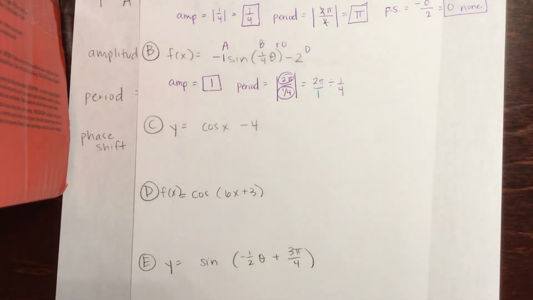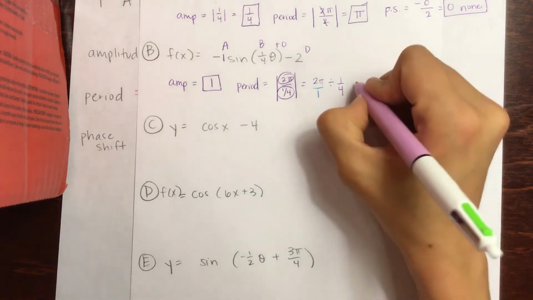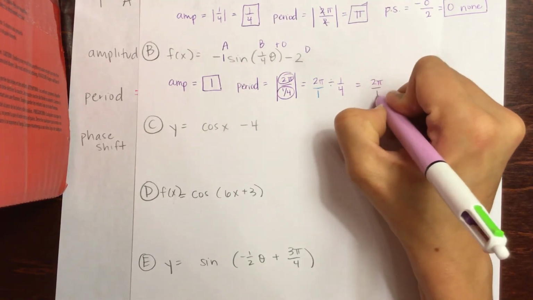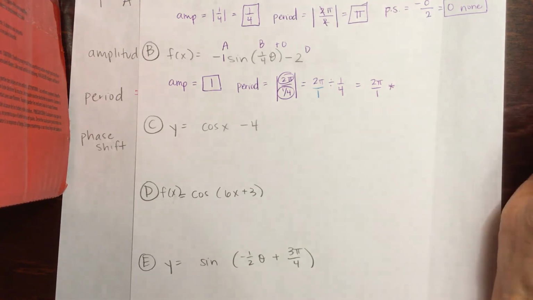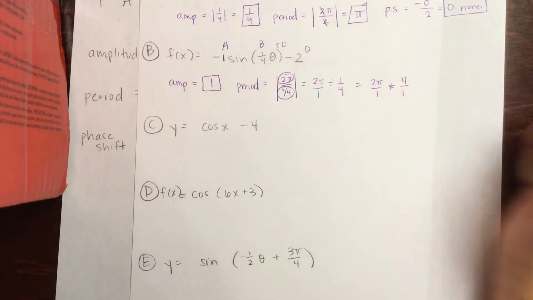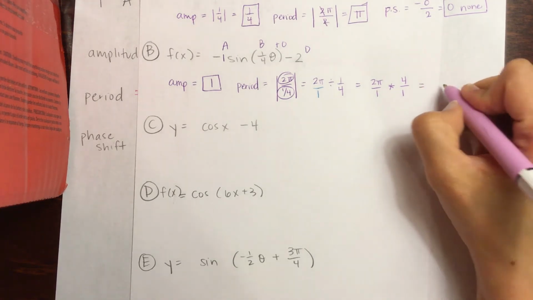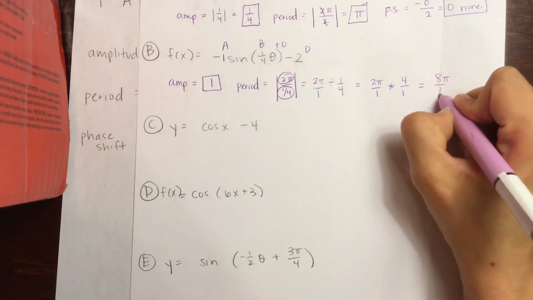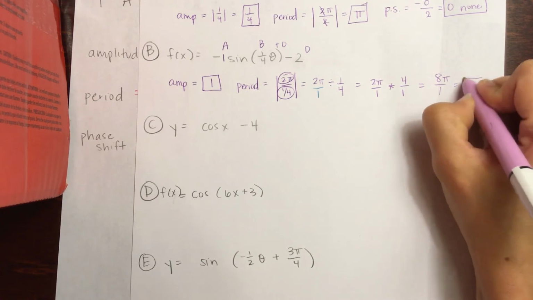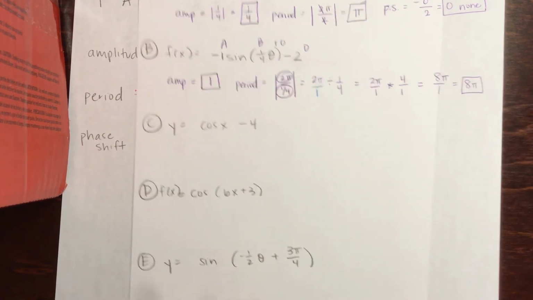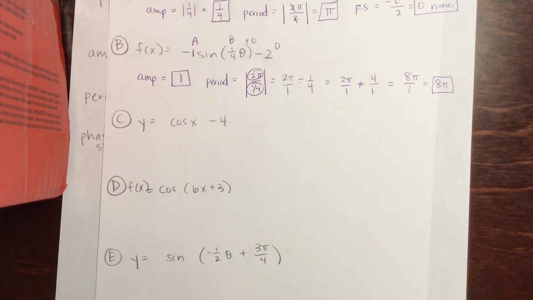I like to have double fractions so it's super clear what's going on. And we're going to keep the first fraction as is, change division to multiplying, and flip the bottom fraction, the 1/4. Keep, change, flip. Multiply across the top, multiply across the bottom, so my period is now 8 pi. It used to be 2 pi and now it's 8 pi, so it's way wide.